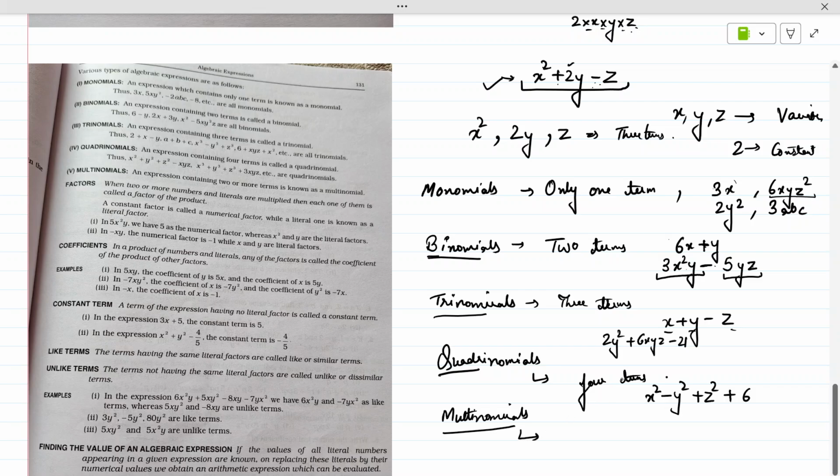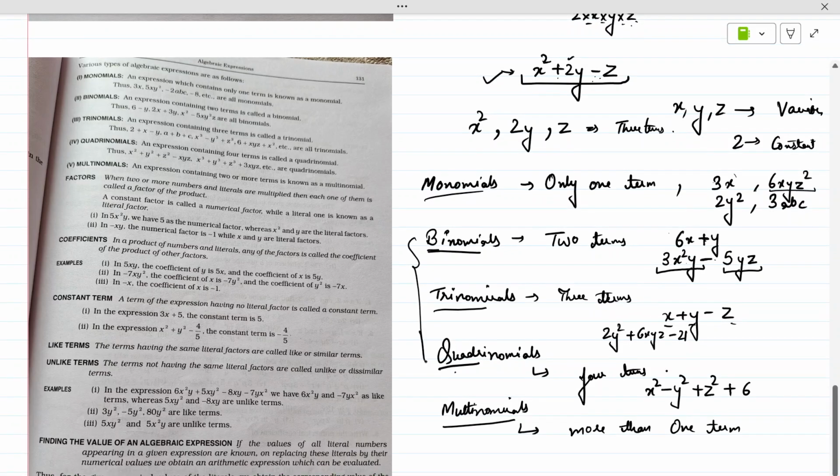Multinomials are the algebraic expressions where we have more than one term. So if we have two terms also, that means binomial, trinomial, and quadrinomial, all three of these come under the multinomials. But monomial doesn't come under the multi. Multi itself says that it is more than one. So if in the algebraic expression we have more than one term, we call it a multinomial.